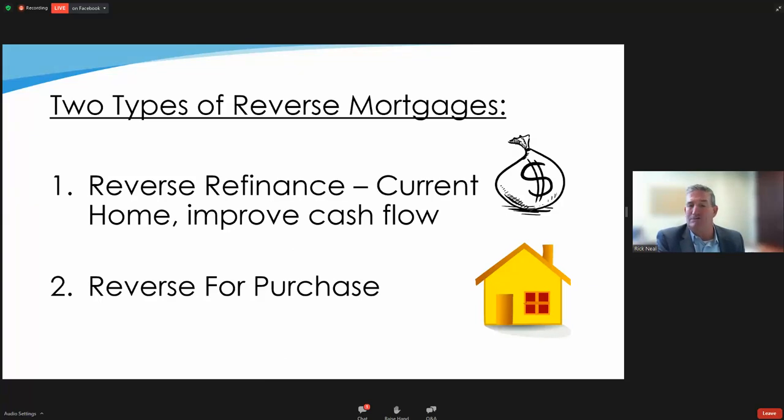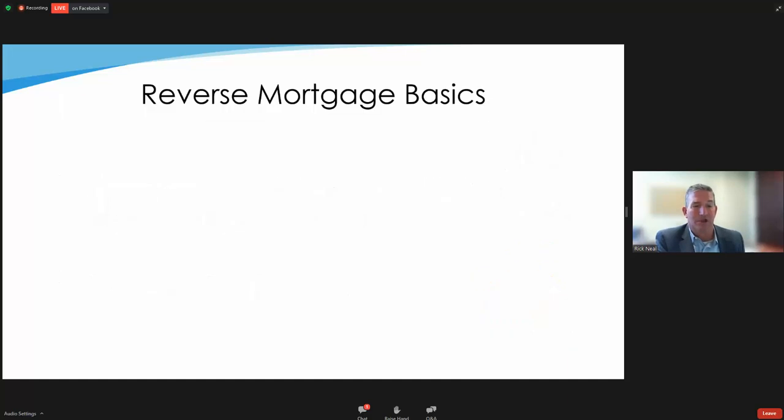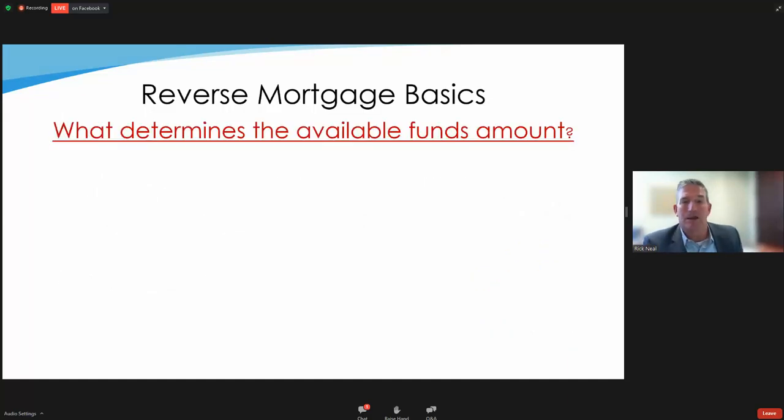On average, depending upon the age, with the reverse for purchase, borrowers will have to make a one-time down payment between 45 to 55%. Older borrowers, 70 and up, are able to utilize the lower end of this scale, and those in their early 60s will be at the upper end. I'll provide some examples a little later.